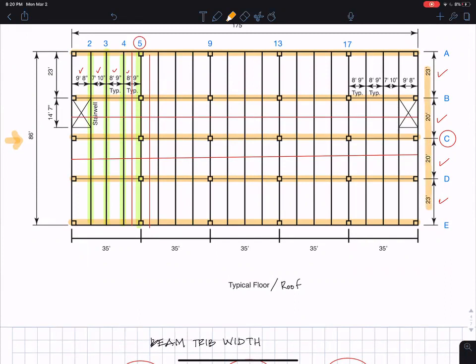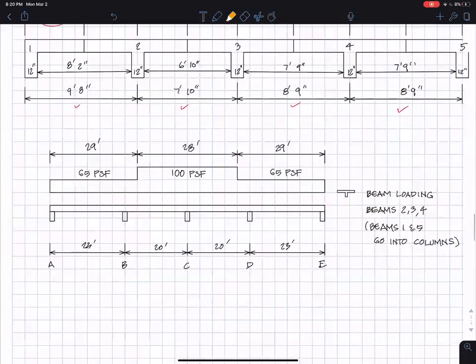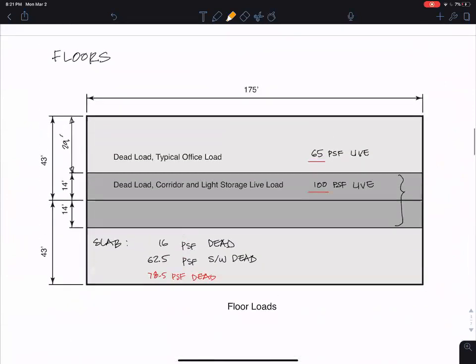So the green beams go 23, 20, 20, 23. I've drawn that here. And in the middle 28 feet of this beam, it's 100 PSF, and on the outer, the beginning and ending 29 feet, it's 65 PSF. Again, for my class, to make this easier, we are just going to put 100 PSF everywhere on the beam. We're just putting 100 PSF everywhere on this floor right here. We're just making the whole thing 100 PSF.